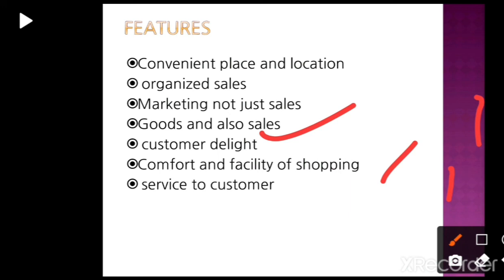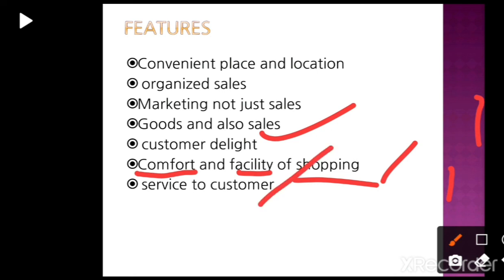It means there is no problem from the retailer side, because their intention is to make customer delight. Because of that, they provide comfort and facilities for shopping. If you want to do any shopping, they provide free comfort and facilities to you. Just an example: DMart, you will get car parking. Again, if you go to Big Bazaar, you will get car parking and a trolley, and as per your convenience, they provide the facilities for shopping.